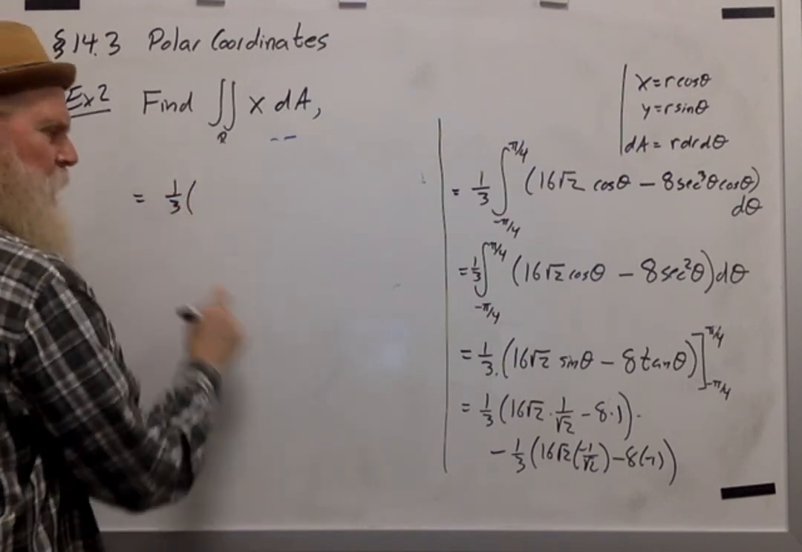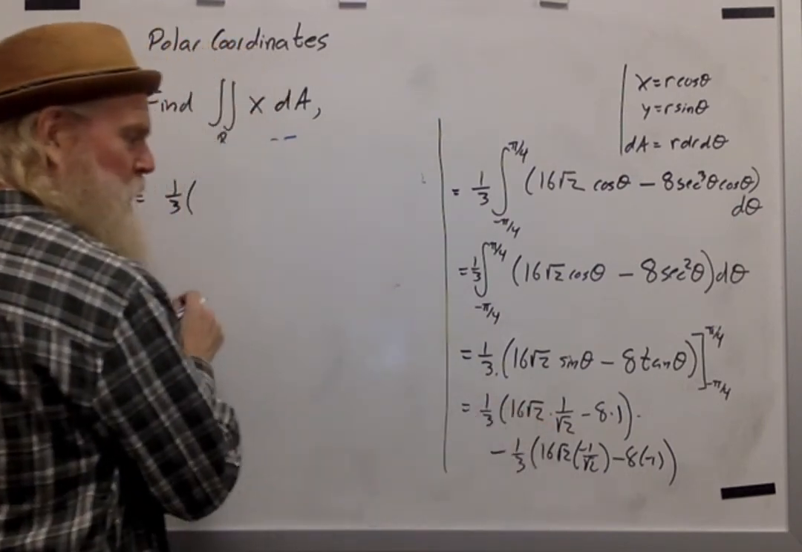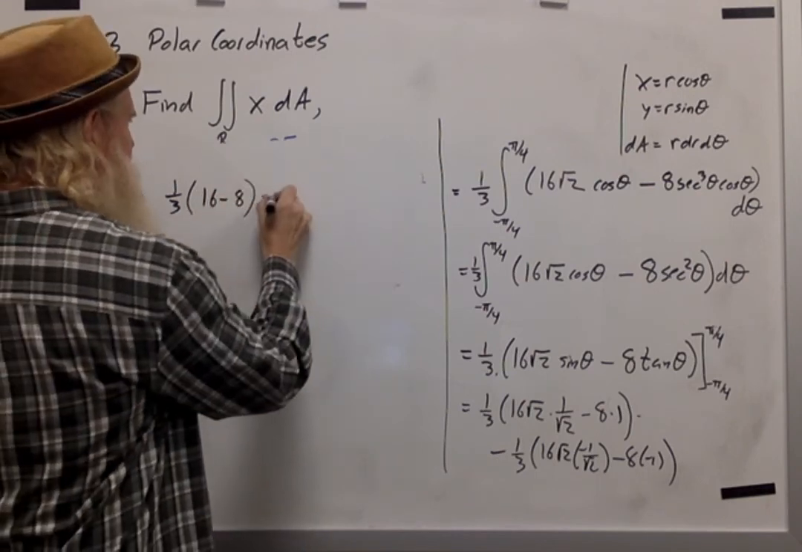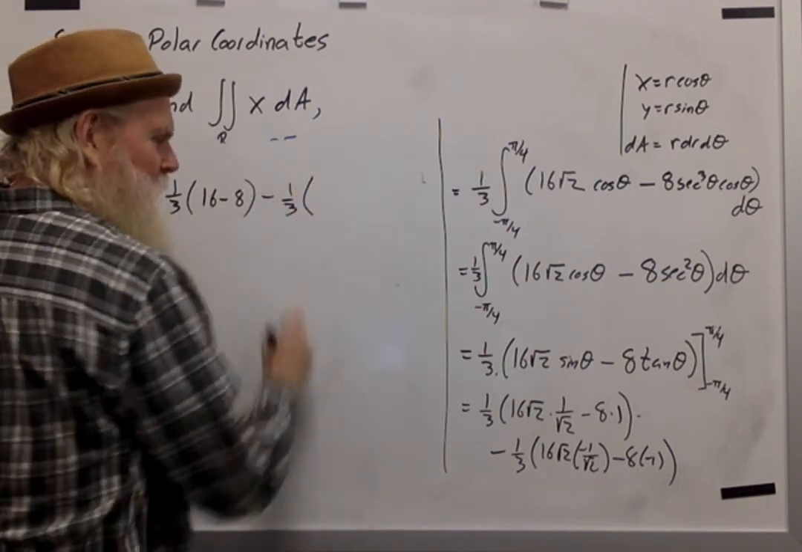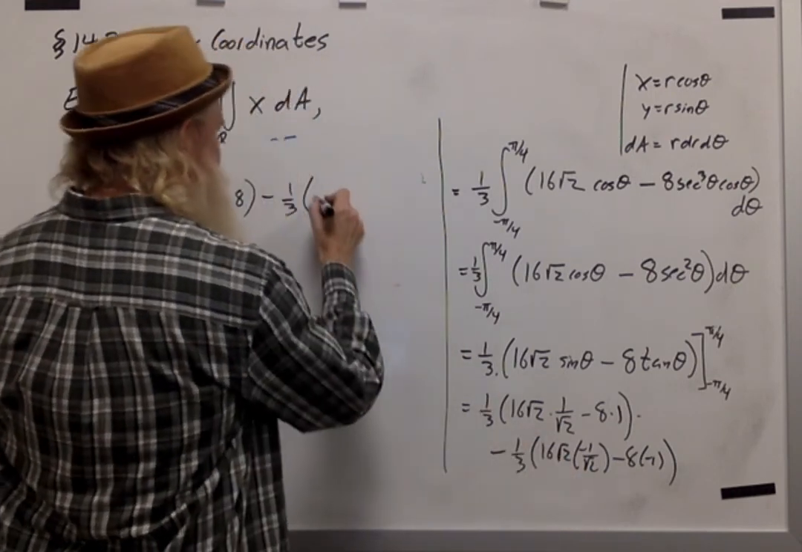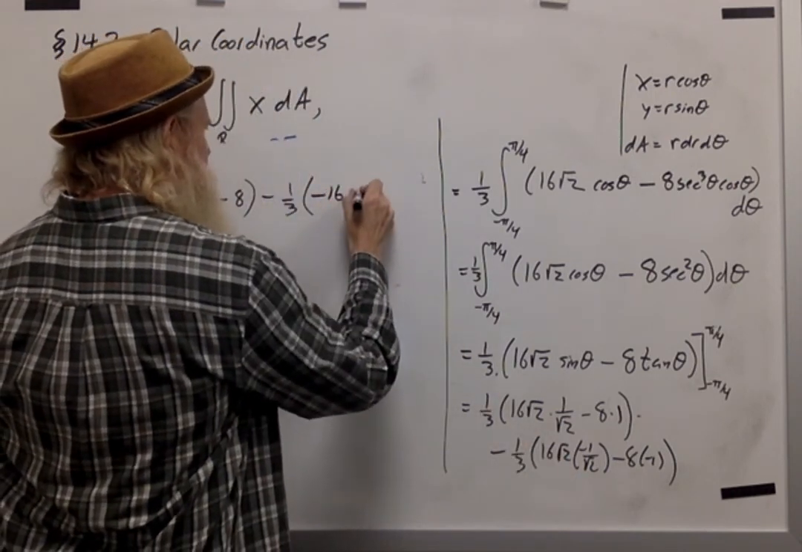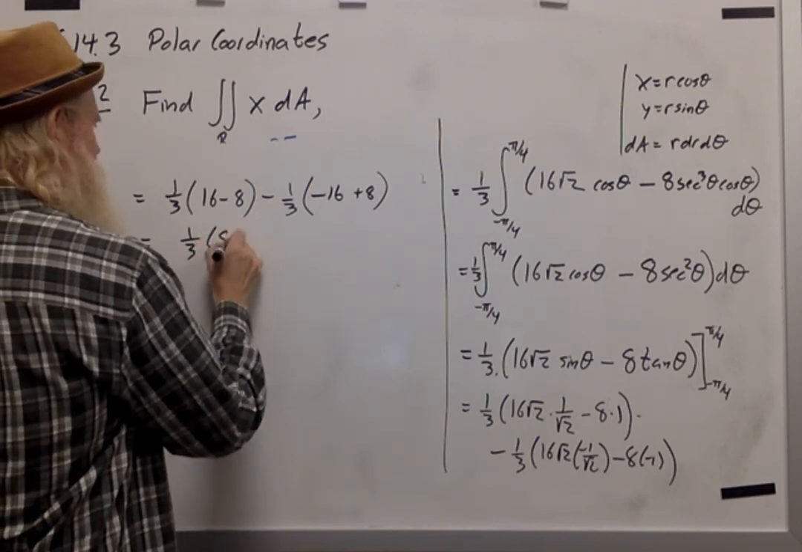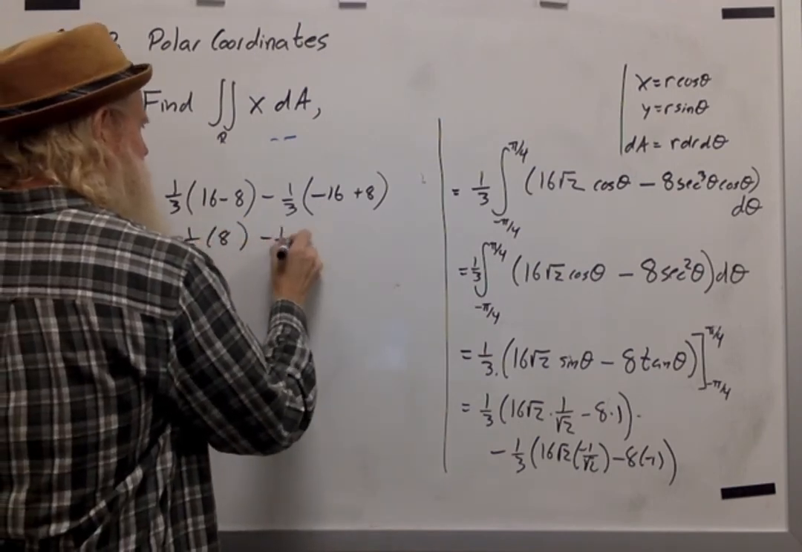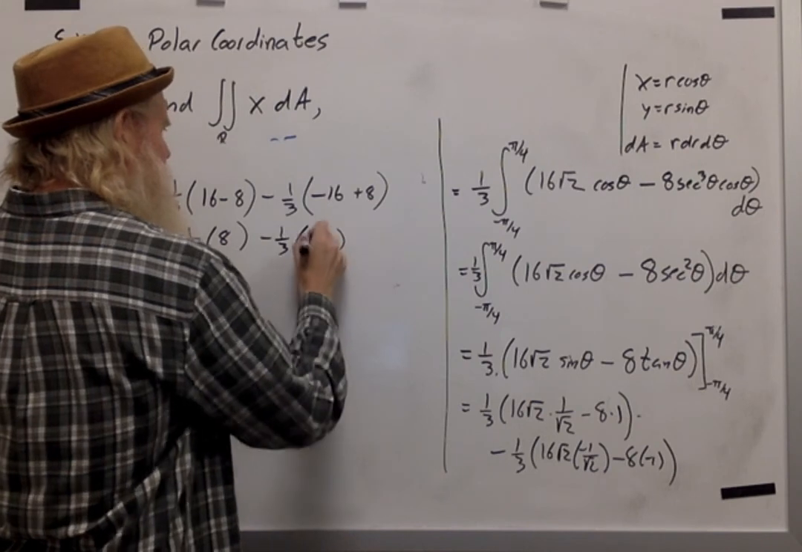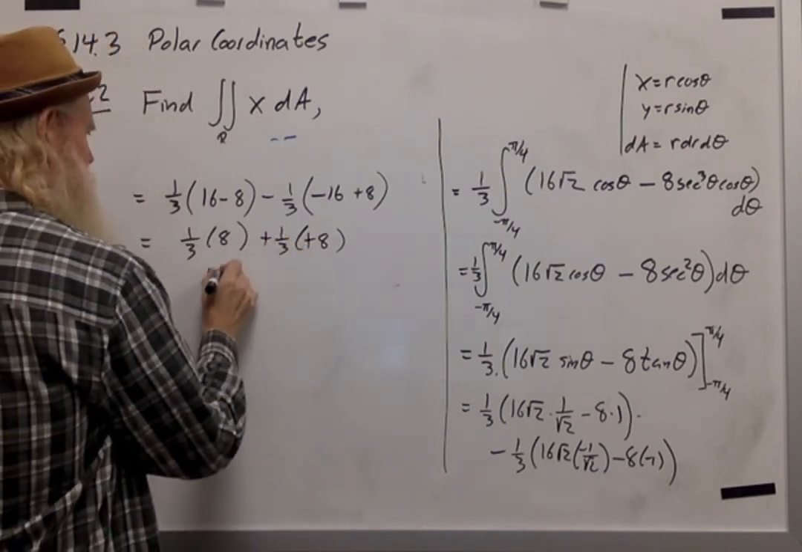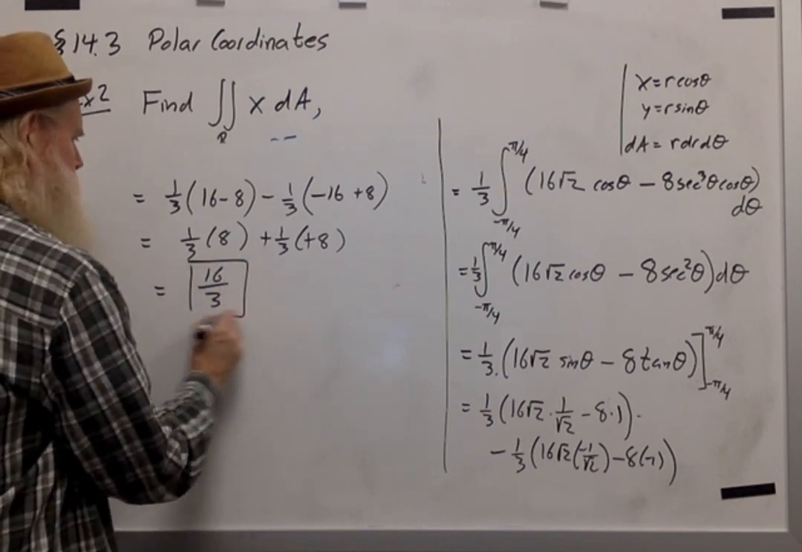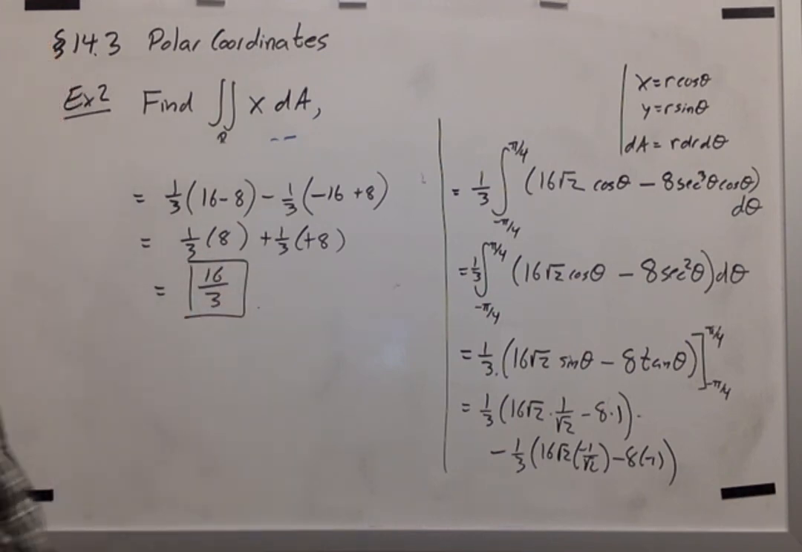I have 1/3, the square roots of 2 cancel, 16 minus 8, minus 1/3 of negative 16 plus 8, which is 1/3 of 8 minus 1/3 of negative 8, which is 16 over 3. So the value of the integral is 16 over 3.